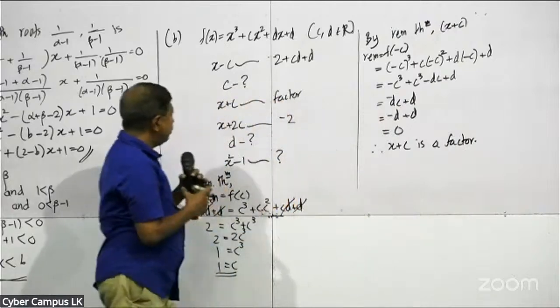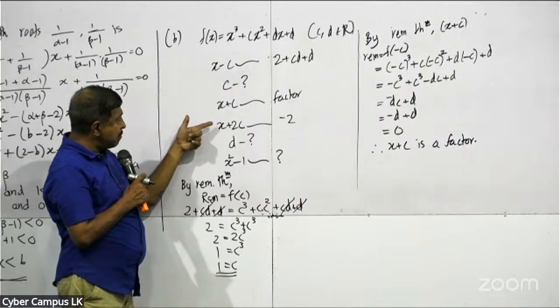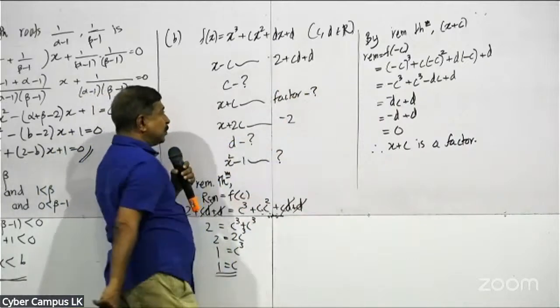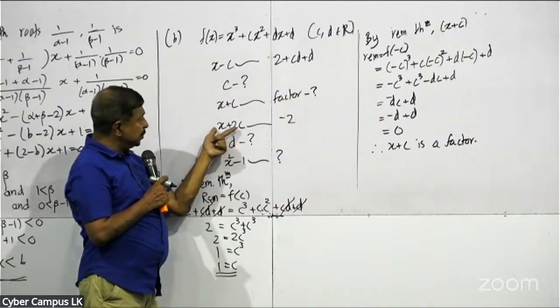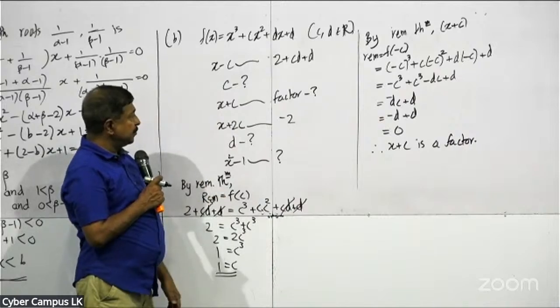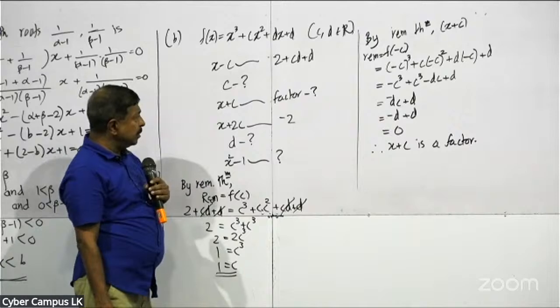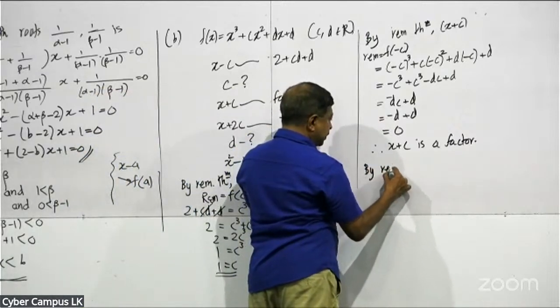Now, this one. I forgot to write this, it is something that we need to prove. There are 4 things we need to show. Now we have to use this data to find d. Now when you divide it by x plus 2c, the remainder is minus 2. Again, by the remainder theorem.